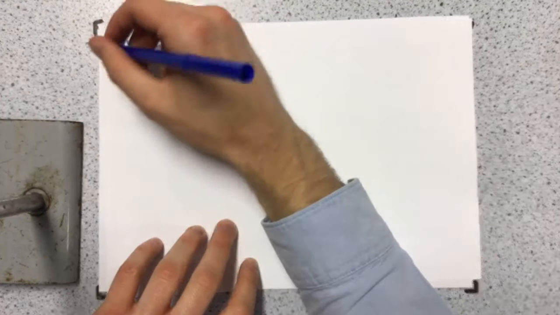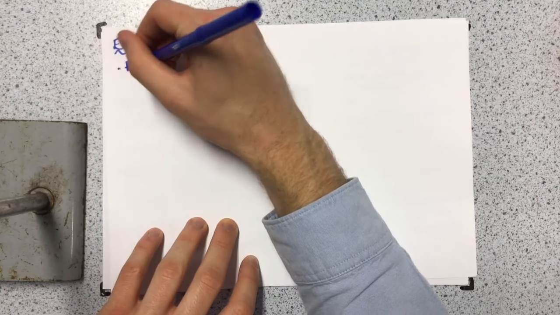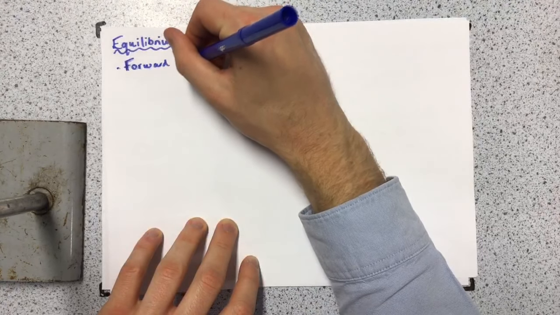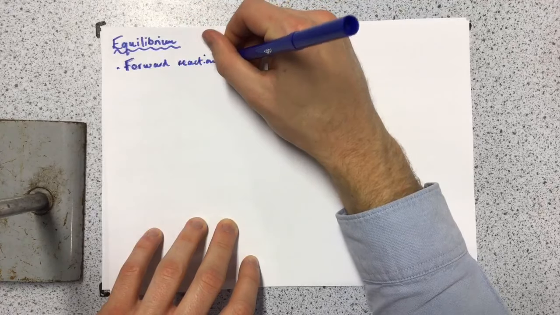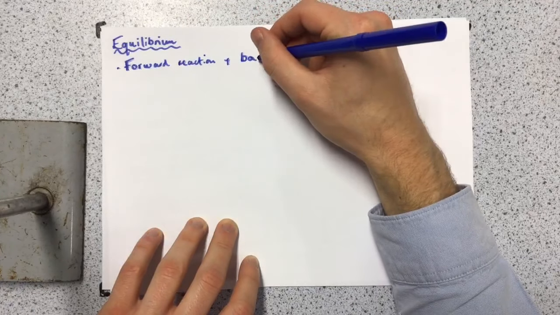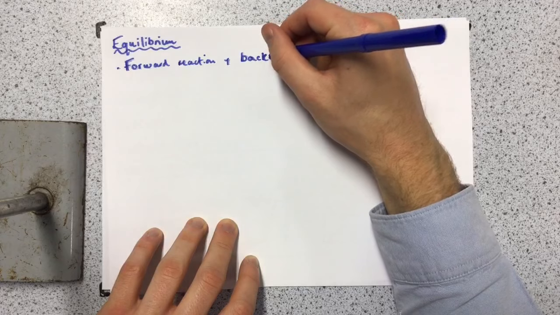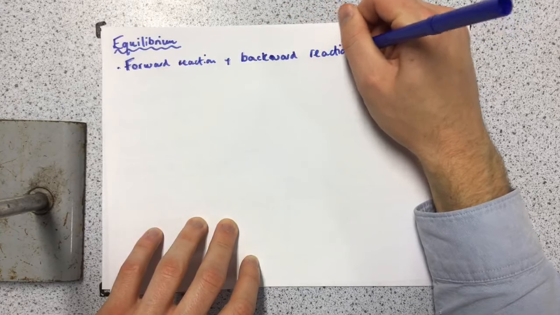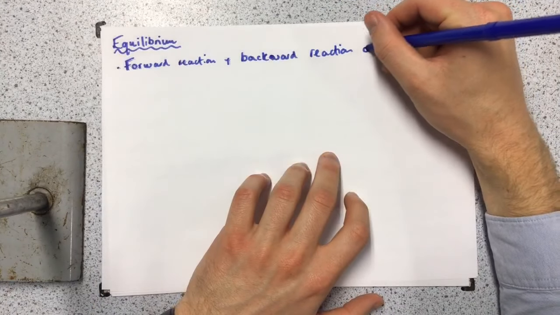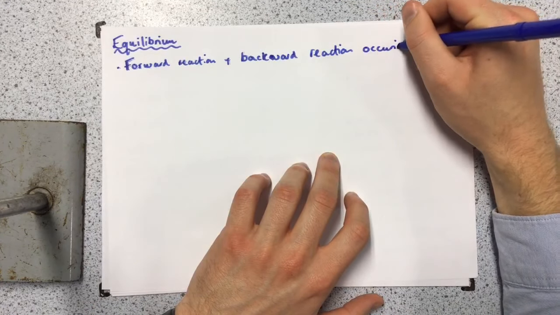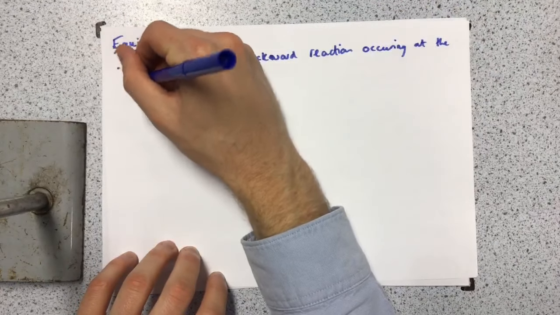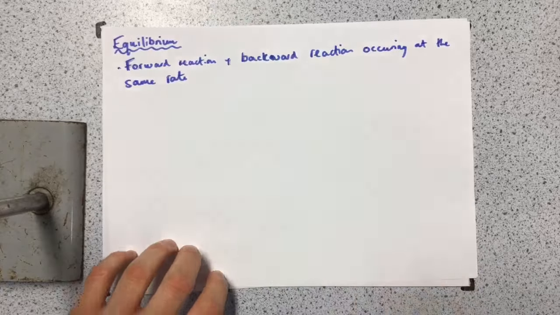So equilibrium, it's all about the forward reaction and backward reaction occurring at the same rate. So that is the key word there. So forward and backward reaction.